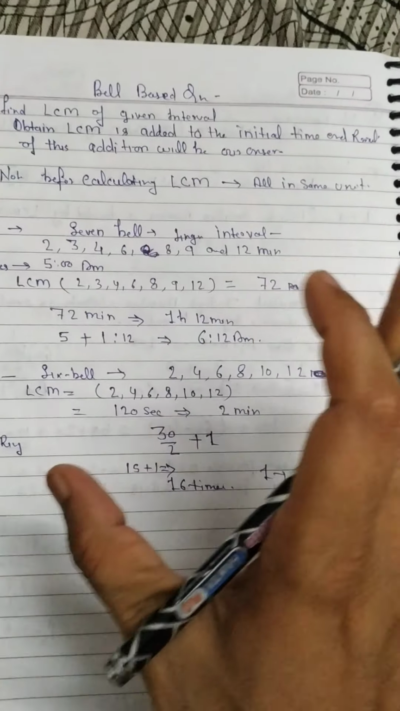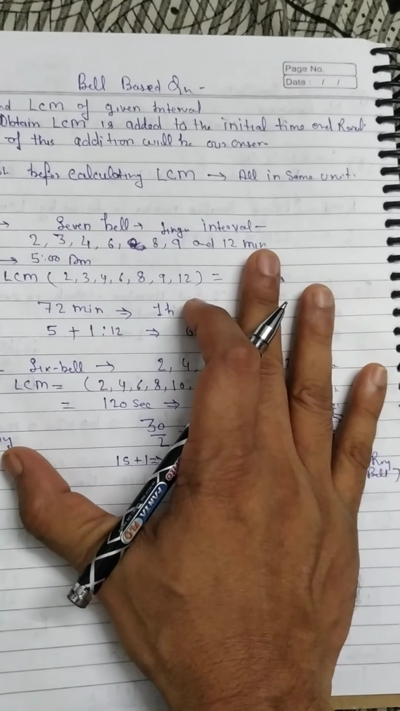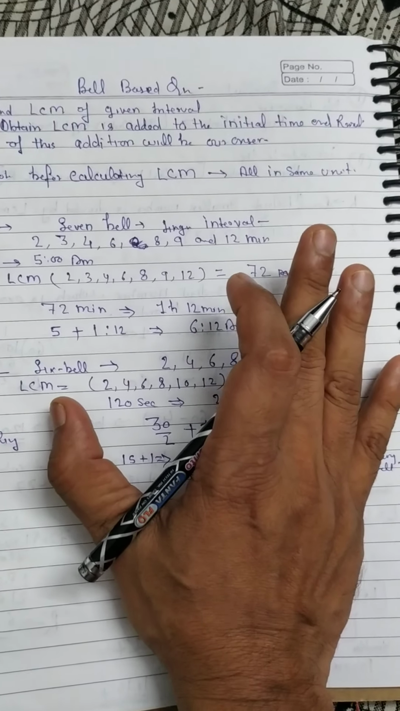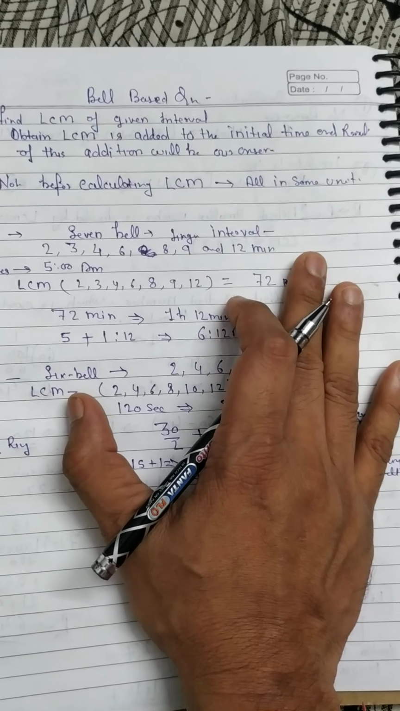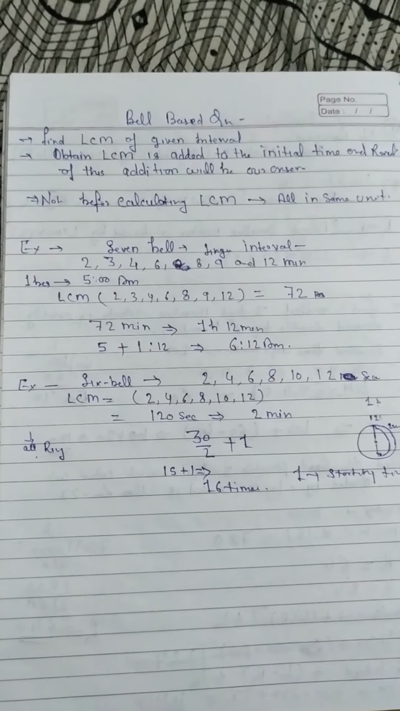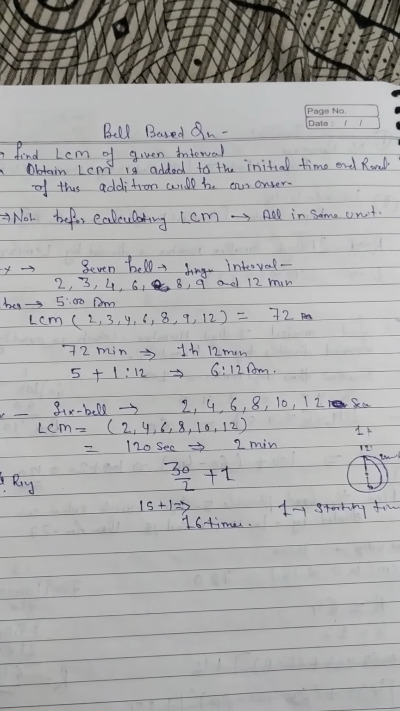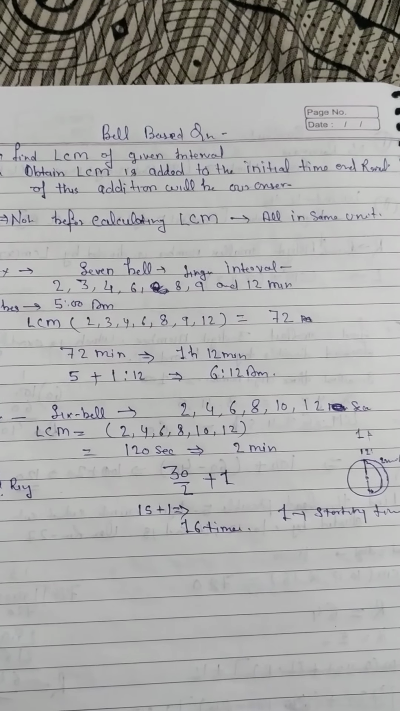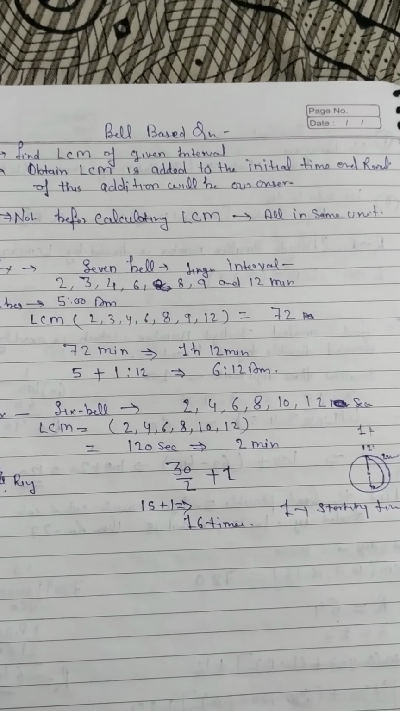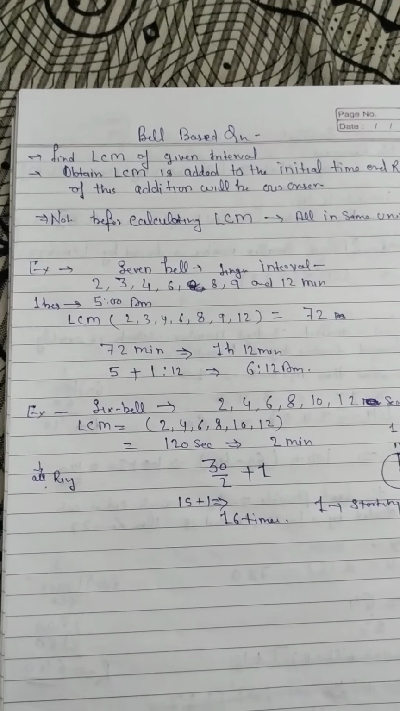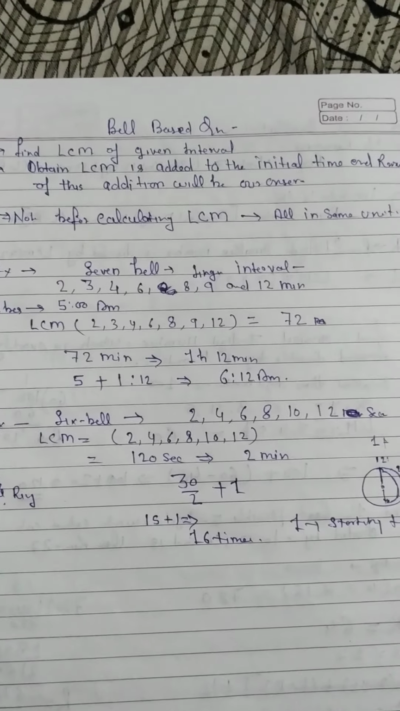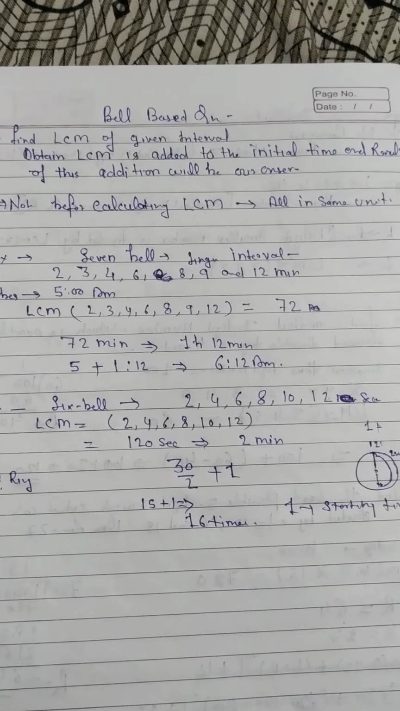First understand what the question is asking. There are 7 bells that started ringing in the morning at 5. One bell will ring at 5, the next after 2 minutes, 3 minutes, then 4 minutes, 6 minutes, 8 minutes, 9 minutes, 12 minutes. So they are asking for the next time they will ring simultaneously, since one time they started at 5.